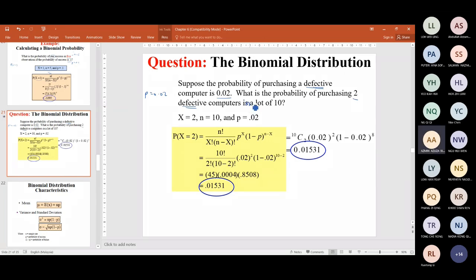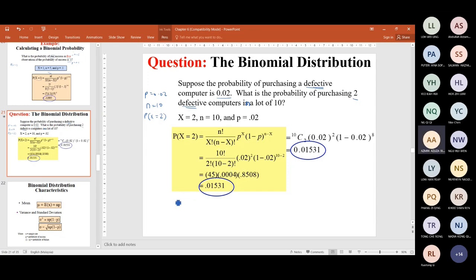What is the probability of purchasing two defective computers in a lot of 10? Not the lot, that's wrong. In a lot of 10. So our n is 10. So find P(X = 2) defective.